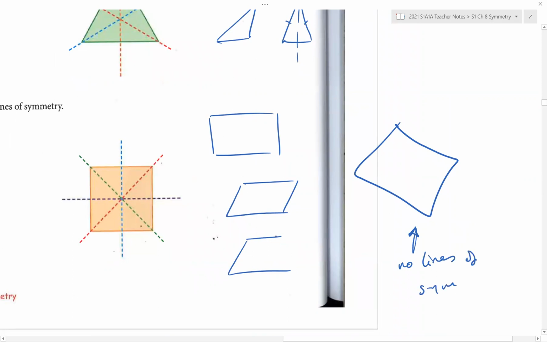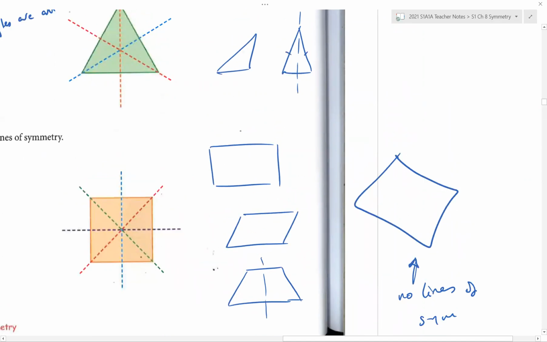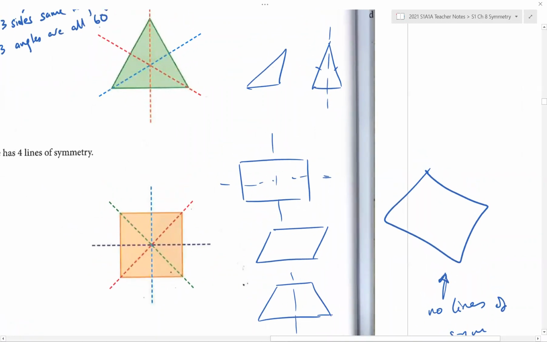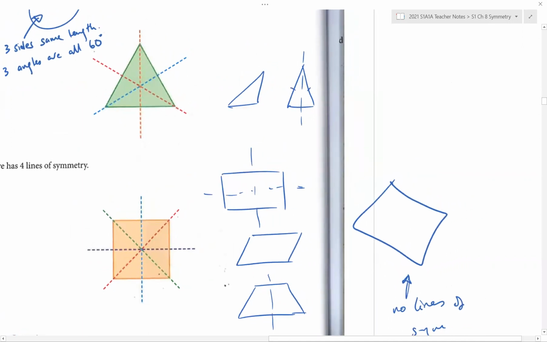Then it is also possible to have just one line of symmetry. It is possible to have two lines of symmetry. But what is the maximum number of lines of symmetry for a four-sided figure? When do we have four lines of symmetry? Which shape would that be? Yeah, it's a square. So basically, for a four-sided figure, the maximum number of lines of symmetry is 4. It happens when it is a square.